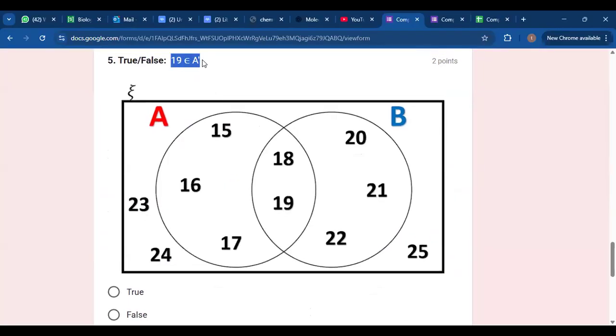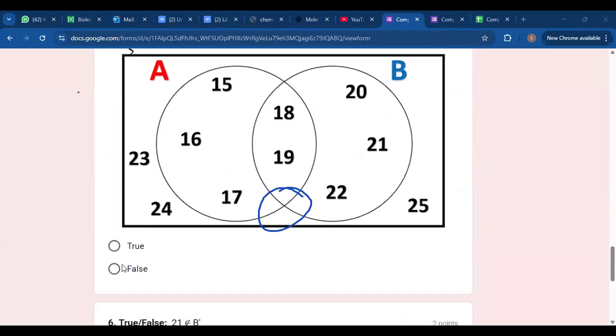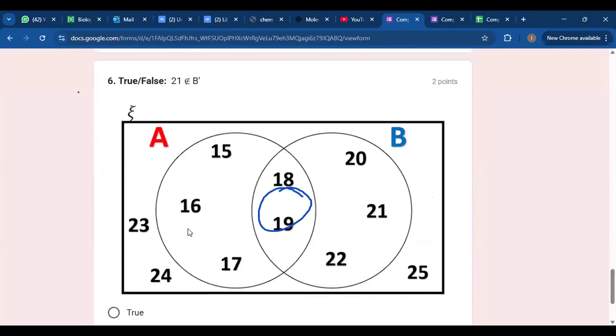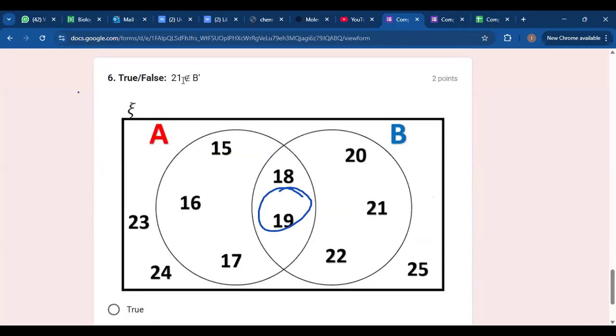19 is an element of A complement. False. That's definitely false because 19 is part of A. So 19 can't be a part of the complement if it's a part of A. So it's false. Number 6, 21 is not an element of B complement.